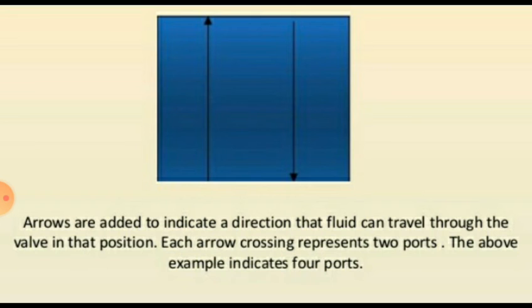Now, arrows. The arrows are added to indicate a direction that fluid can travel through the valve in that position. So a line and the arrow will indicate the two ports in one position. Each arrow crossing represents two ports. The above example indicates four ports. You can see there are two bottom ports and two top ports. So it is a four port.